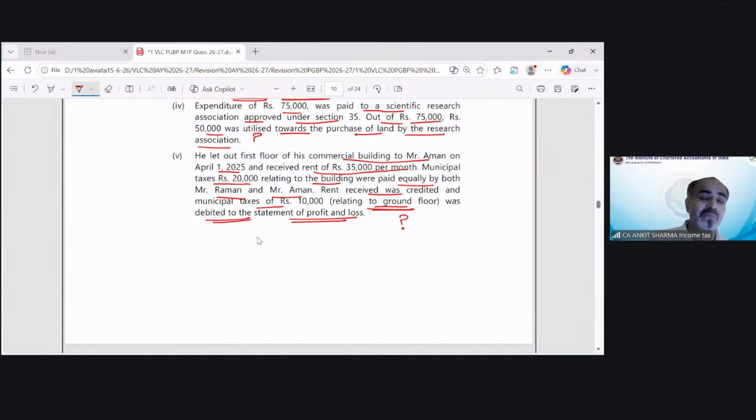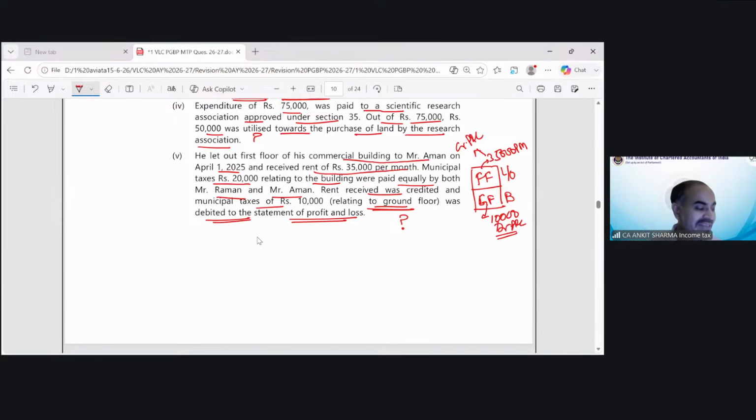This paragraph is having multiple information for you. It is saying the first floor is let out. If you will draw this and understand this point, you will be able to find out very easily. This is our ground floor. This is for business. This is our first floor and it is let out. It says this is let out for 35,000 per month. Rent paid is 20,000, for which 10,000 of the ground floor has been debited to P&L account. And this 35,000 is credited to P&L account. Now, this is the information in this paragraph.